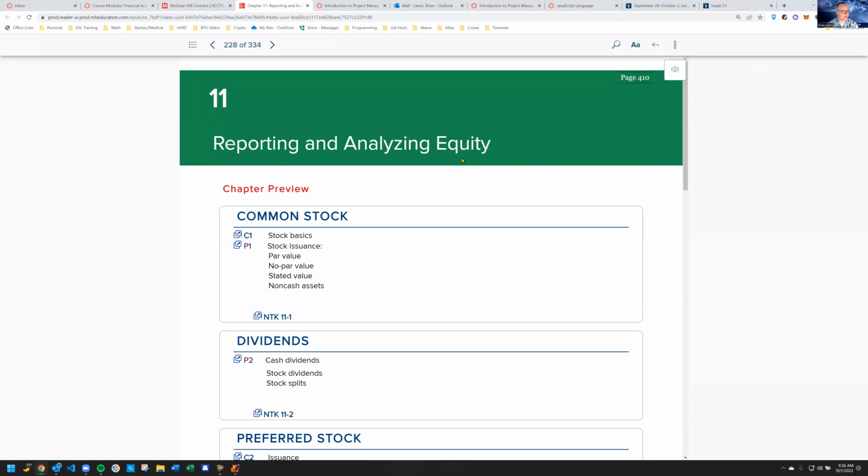Chapter 11, reporting and analyzing equity. Now, in the end, equity is why we get into the business. Well, there's two reasons why we get into business. One is an income stream.